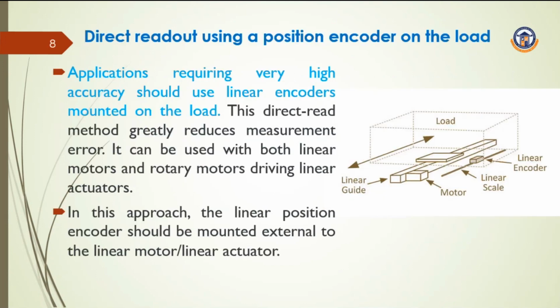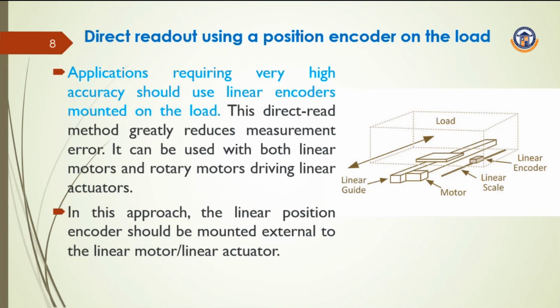Next, we will go for the direct measurement of a position encoder on load. In the diagram shown here, you can see the motor on a linear scale and a linear encoder which is fixed on the linear scale. For applications requiring very high accuracy, we can go with the linear encoders mounted on the load. This direct readout method generally reduces the measurement error. It can be used with both linear motors and also rotary motors driving linear actuators.